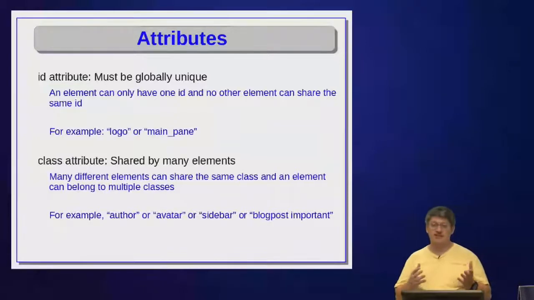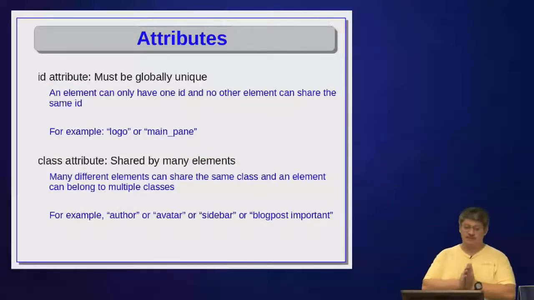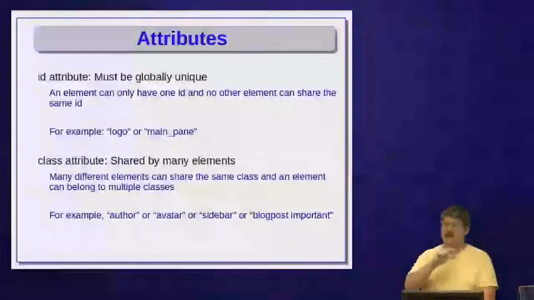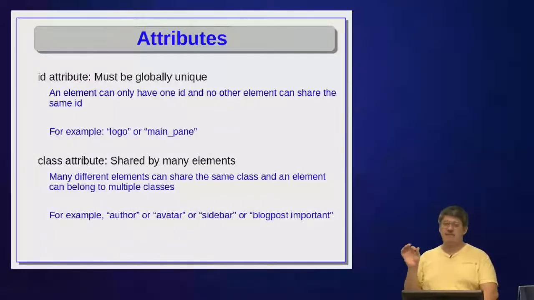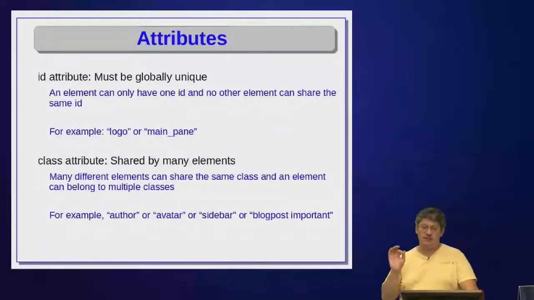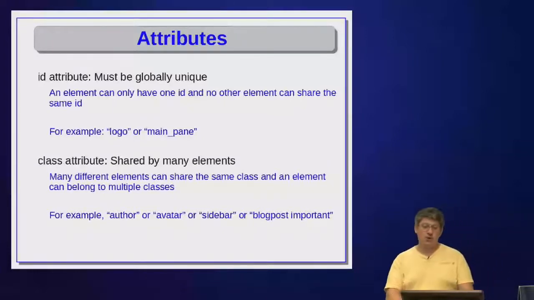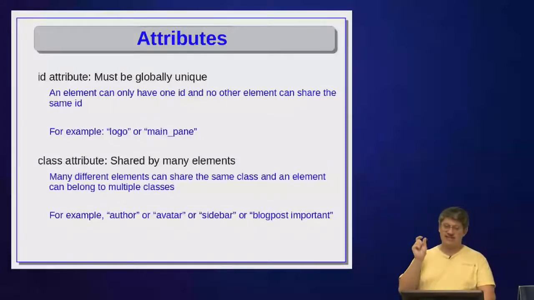So a little bit more about the attributes. An ID attribute has to be globally unique. That means that in one web page, I can only have one element that has that ID. If anything else has the same ID, I'm violating the HTML standard, and the browser may be unhappy, things probably won't work the way they're supposed to. So you can only have one element in the page that has that ID.